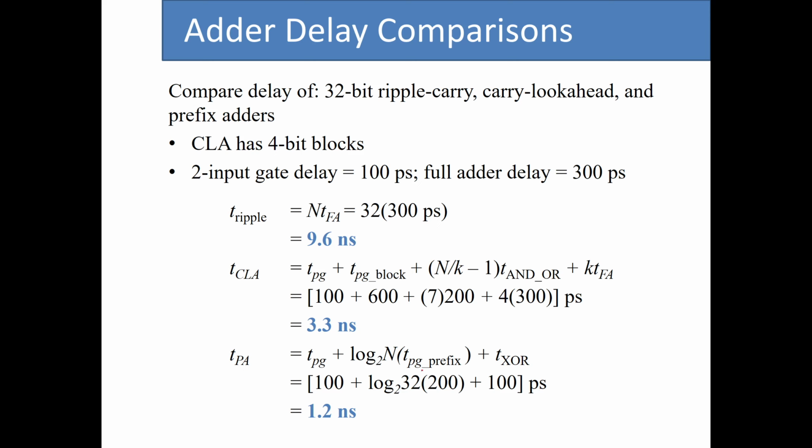If I plug the numbers into the equation that we had, the delay of the prefix adder is actually 1.2 nanoseconds. So it is almost an order of magnitude smaller than the result of the regular ripple carry adder. You can only imagine that if we have values of more than 32 bits, this difference is going to be much more significant.